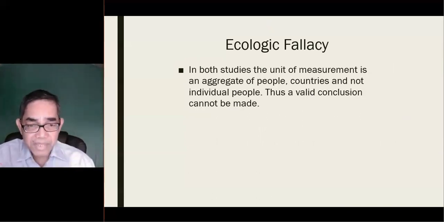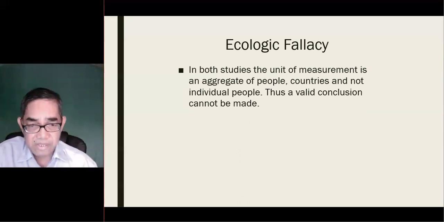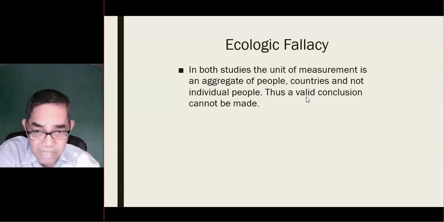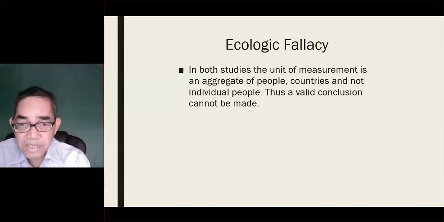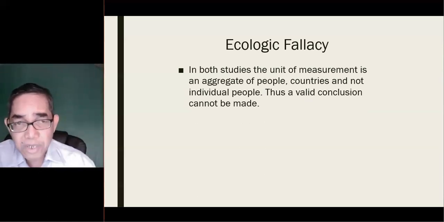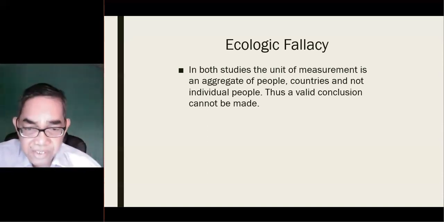Now, note that in both of the studies, the suicide rates and religion, and then the breast cancer and fat consumption, the unit of measurement is an aggregate of people, not individual people, and countries, and thus a valid conclusion cannot be made. And therefore, the conclusion of Durkheim in his study that Protestants are more likely to commit suicide than Catholics is a fallacy, is not valid.